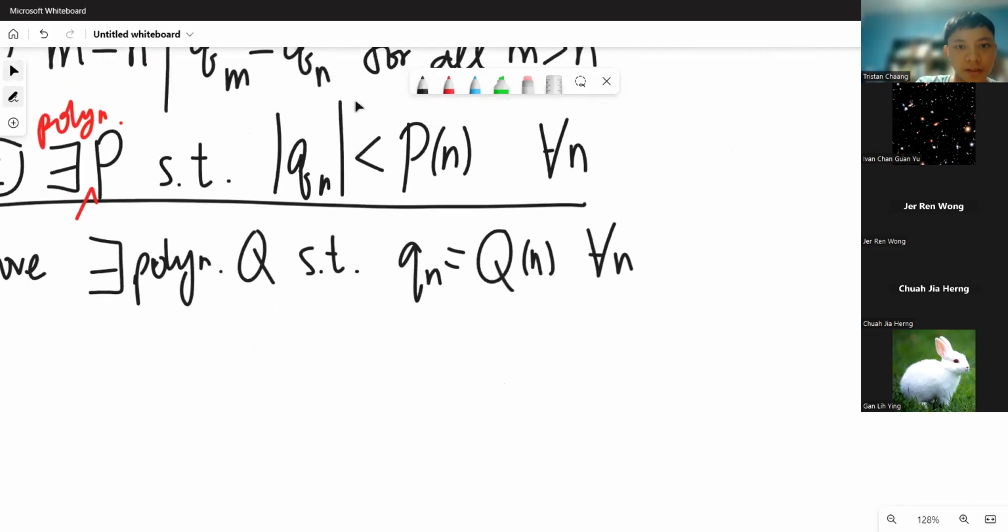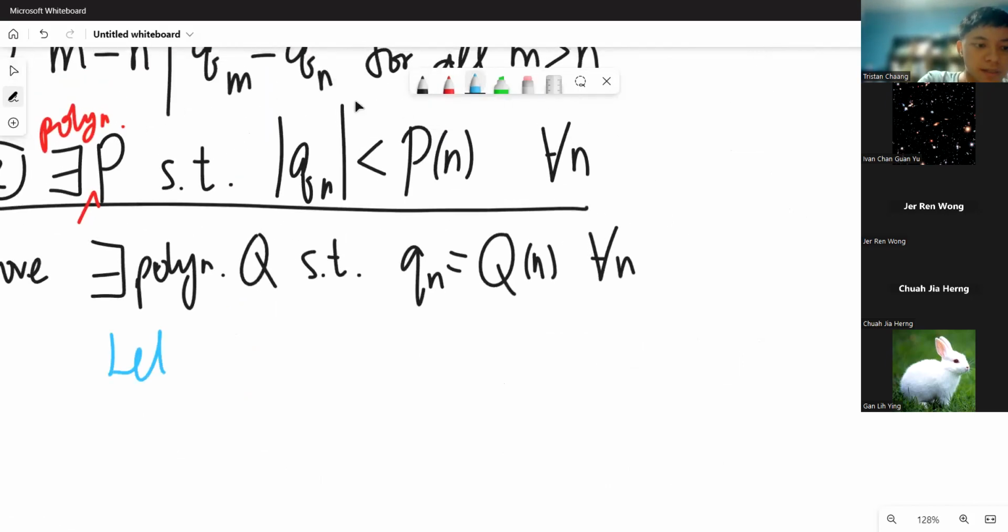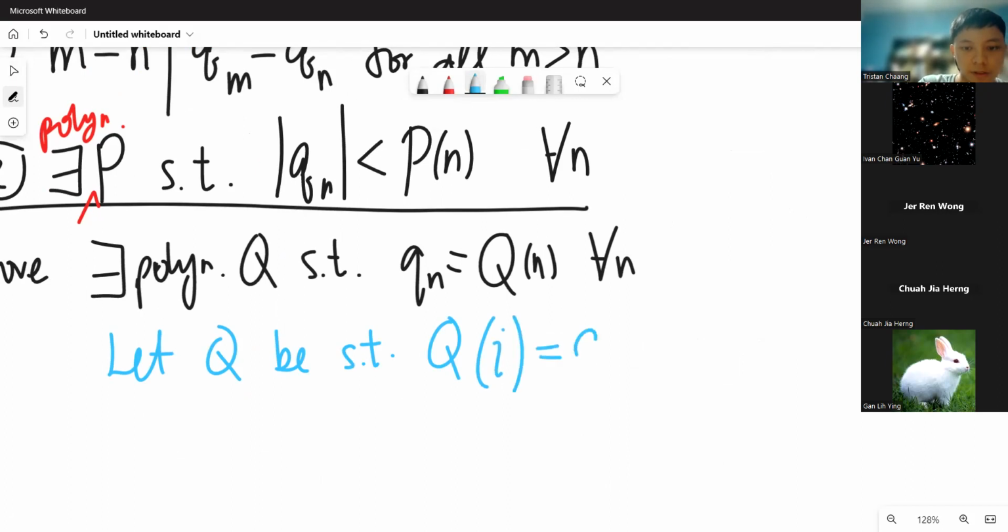So what we're going to do is let Q be such that Q(i) equals the given Q_i for i equals 0 to D. So D we don't know. We just let this be D and then see whether we can talk about D afterwards. Okay.